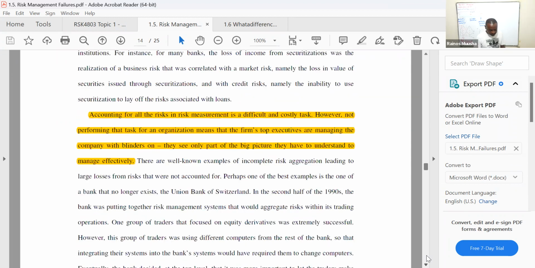So here they say, accounting for all the risks in risk measurement is a difficult and costly task. However, not performing that task for an organization means that the firm's top executives are managing the company with blinders on. They see only part of the big picture they have to understand to manage effectively as well.